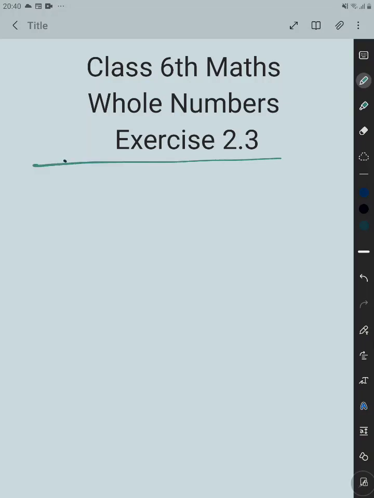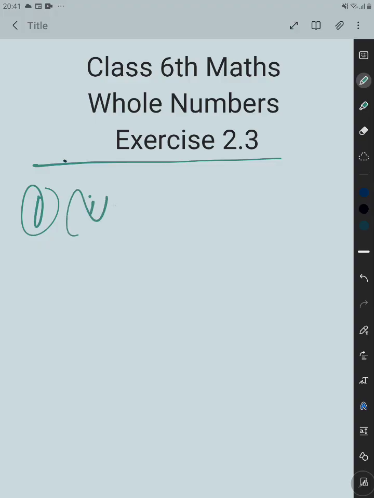So today we are at exercise 2.3 of class 6 math, whole numbers. So the first question we will solve. Okay, we'll start with the first question. It is saying, which of the following will not represent zero? Which of the following will not represent zero?